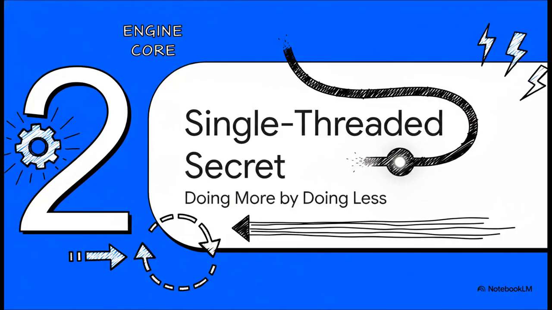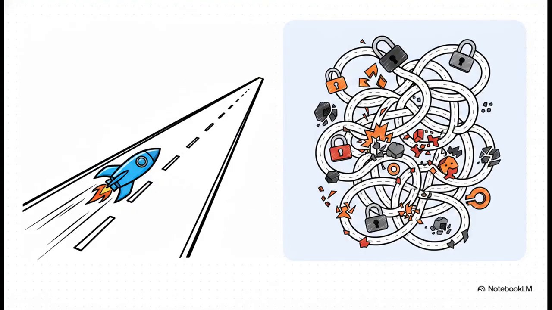Moving right along to Section 2, the single-threaded secret, or doing more by doing less. Let's compare Redis to your traditional multi-threaded databases for a second. Traditionally, databases use a thread-per-connection model, and that means a ton of high context-switching overhead, super expensive thread synchronization locks, and constant cache line invalidation. It's basically a massive traffic jam of threads constantly fighting for resources.